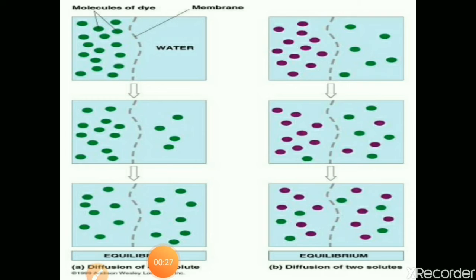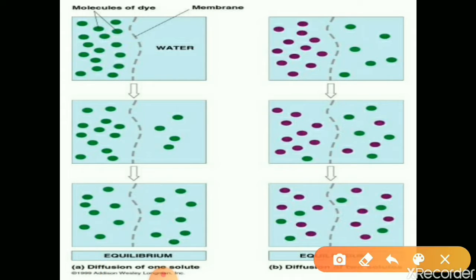Then what is diffusion? Diffusion means the movement of molecules from where? From the region of higher concentration to the region of lower concentration. Okay, then this movement of molecules we can call diffusion. Diffusion will stop when the concentration gradient becomes equilibrium. Then what will stop? The process of diffusion will stop.